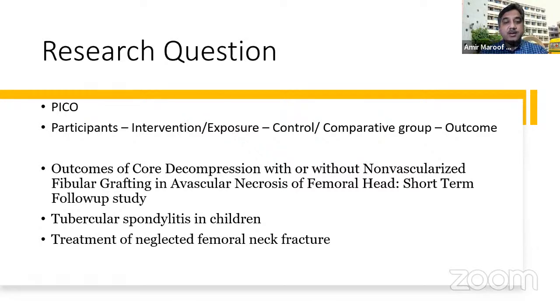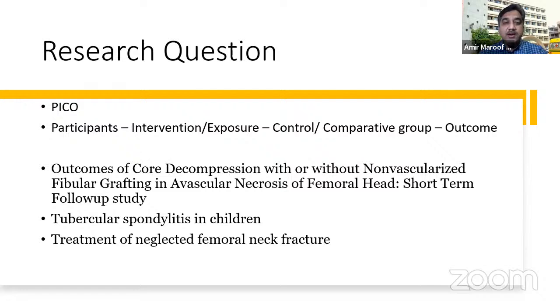Let us look at a third example, treatment of neglected femoral neck fracture. Now in this also seems to be an observational study, a cross-sectional kind of study, or a follow-up study, but in this there is no comparison group. So let us see what are the participants. Participants are those who are suffering from a neglected femoral neck fracture. And what is the outcome? The treatment. So some treatment is being given and the treatment is the outcome.